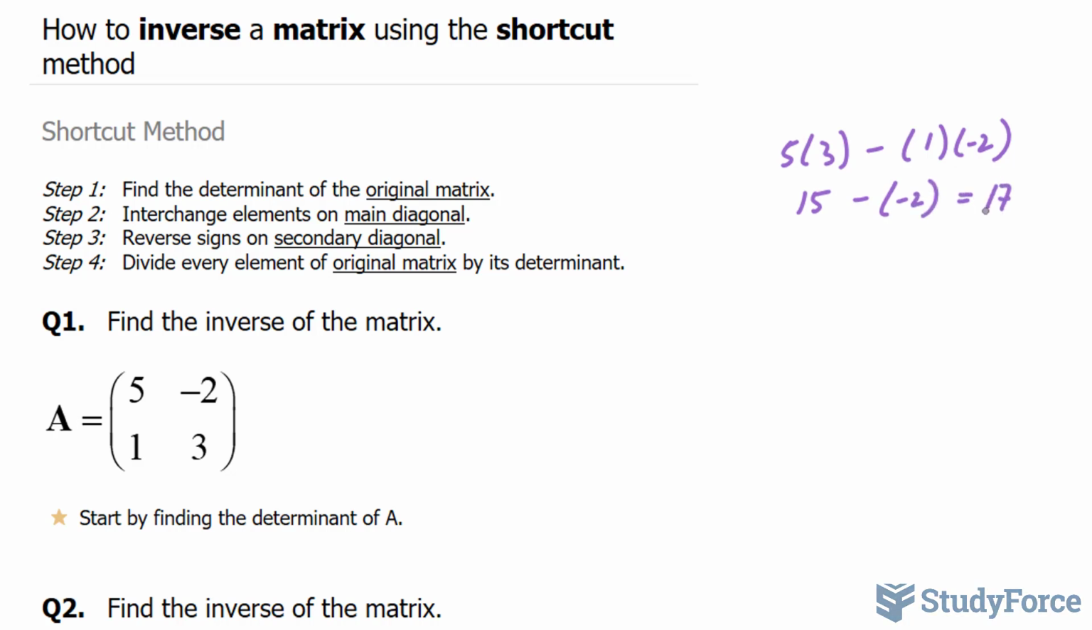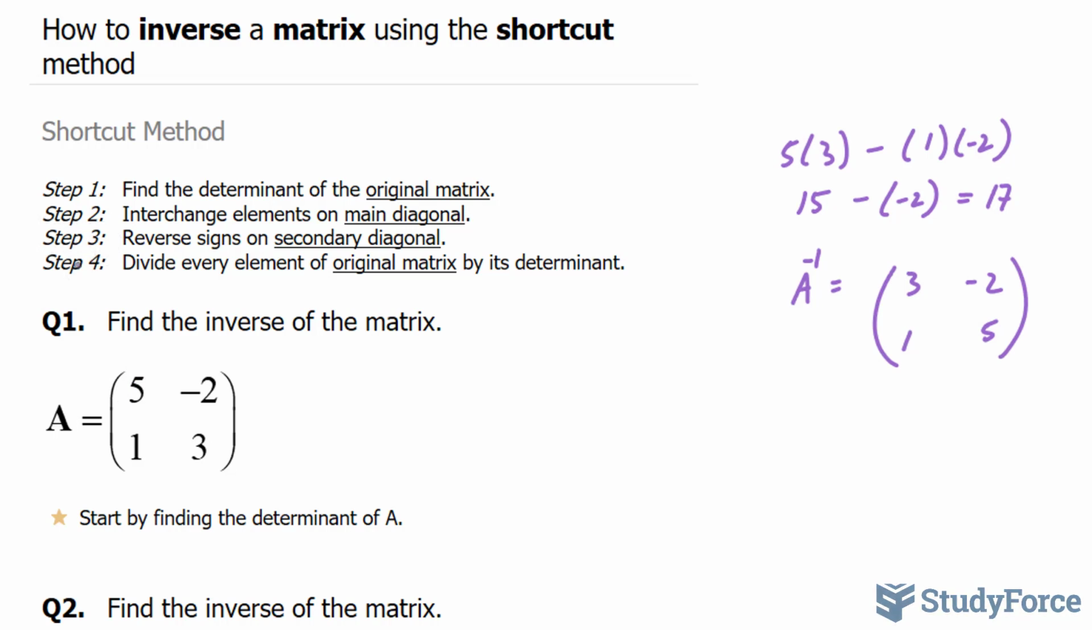Step number 2 says interchange the elements on the main diagonal. So this right here is the main diagonal. We'll interchange their positions where we end up with A inverse, because that's what we're trying to achieve, 3, -2, 1, and 5. Notice that I've only switched the 5 and the 3.